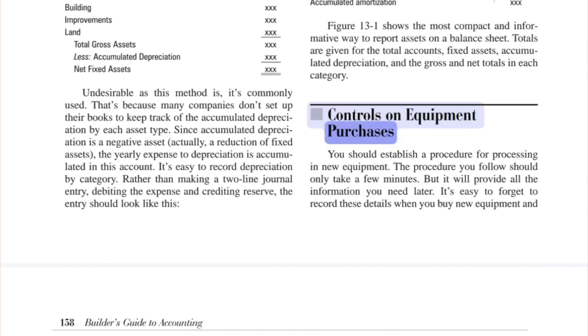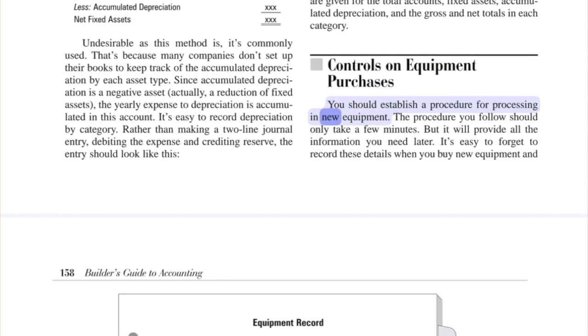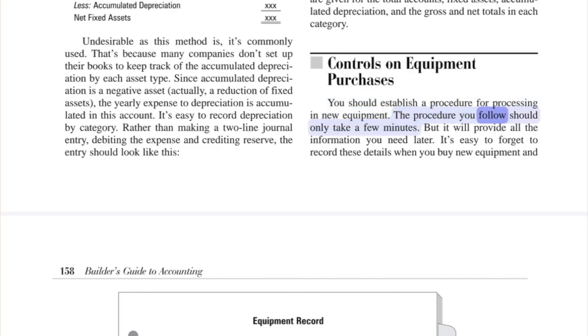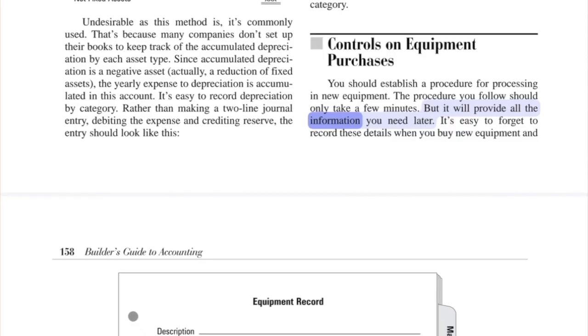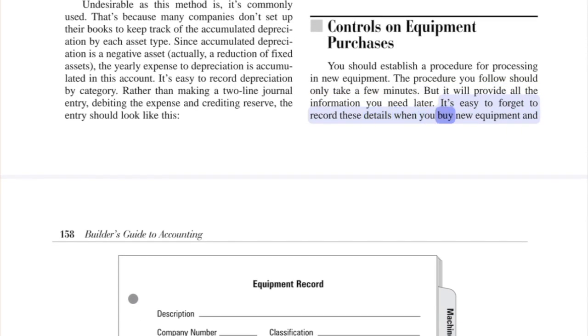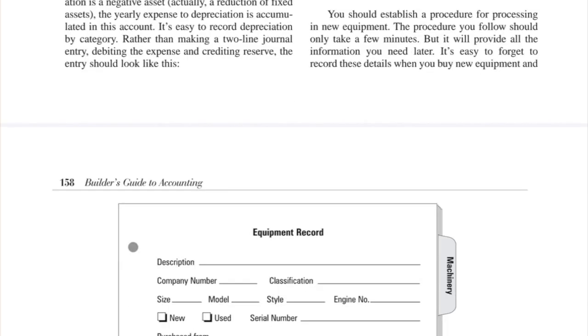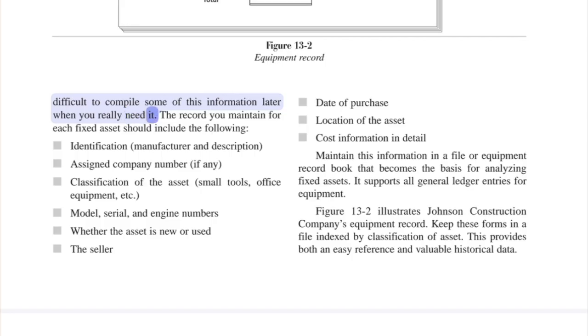Controls on equipment purchases. You should establish a procedure for processing in new equipment. The procedure you follow should only take a few minutes, but it will provide all the information you need later. It's easy to forget to record these details when you buy new equipment and difficult to compile some of this information later when you really need it.